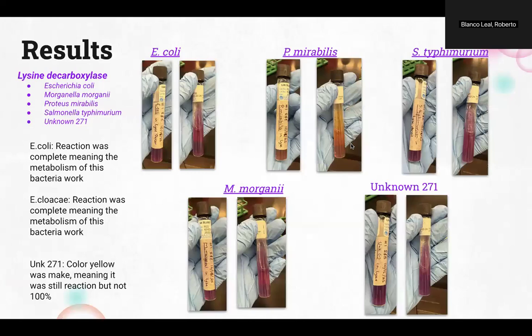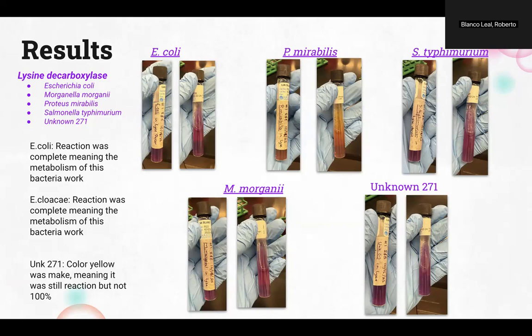Okay, so results. In this case, E. coli shows metabolism because it changed color to purple. So it actually grows. For P. mirabilis, it does react, but because it's yellow, it means it's negative. S. typhimurium is actually reacting because it changed to purple. And Morganella also, but you can barely see some growth. That's the only weird thing.